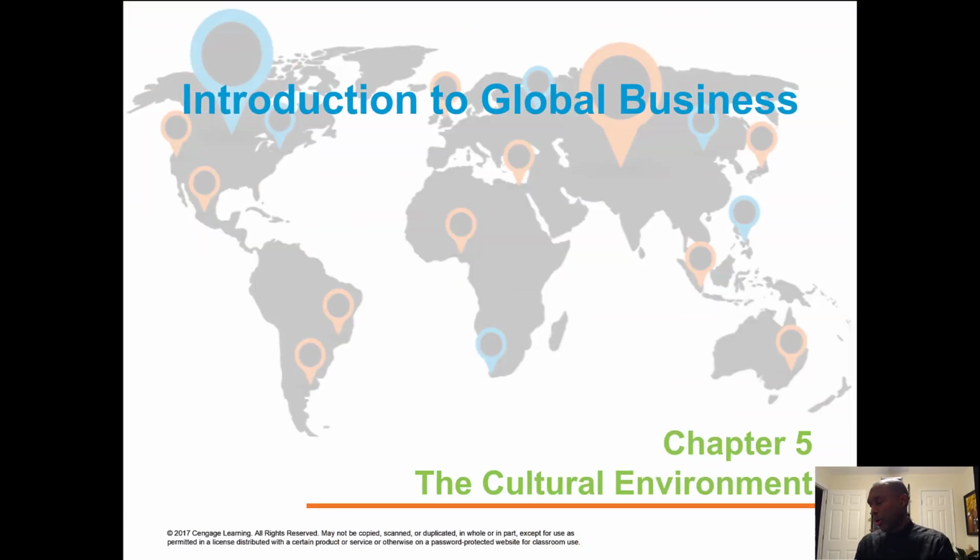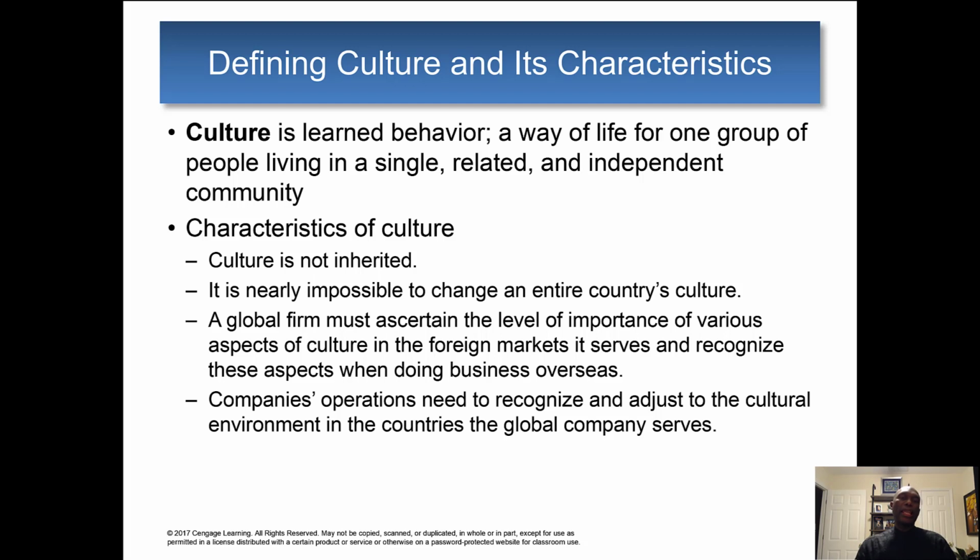We're going to go through some of the cultural constructs. We'll look at culture and define culture, and then we'll go into some cultural constructs, including Hofstede's framework, which is talked about quite a bit in academic circles, and many professors research in that area when they're looking at cross-cultural studies. So it says here, culture is a learned behavior, a way of life for one group of people living in a single, related, and independent community.